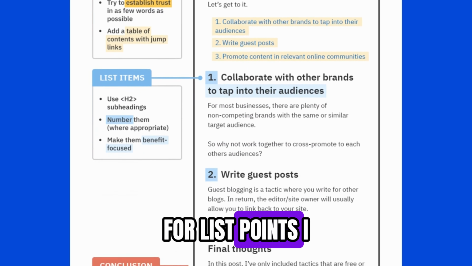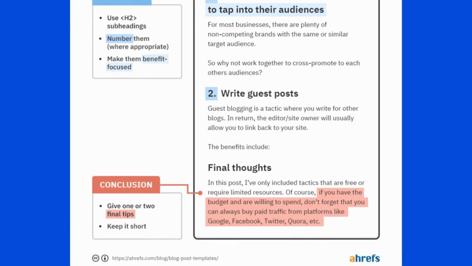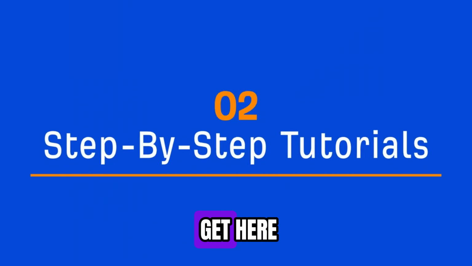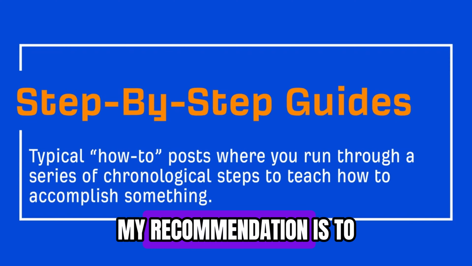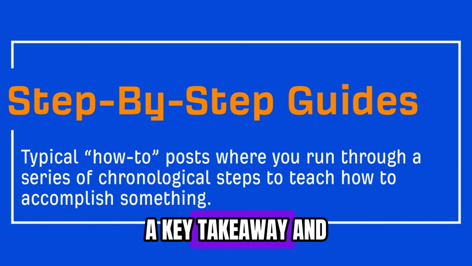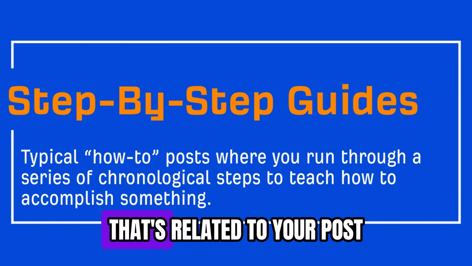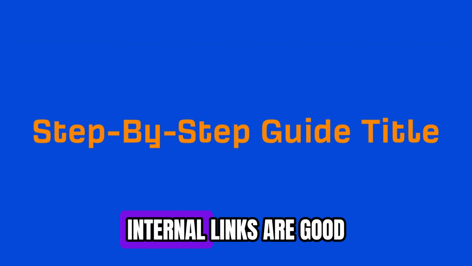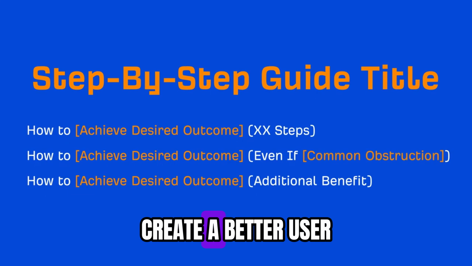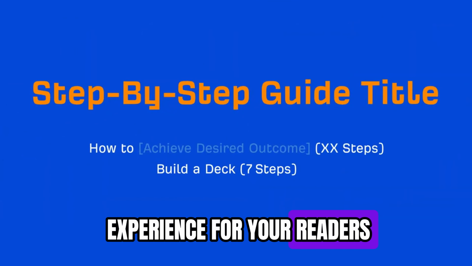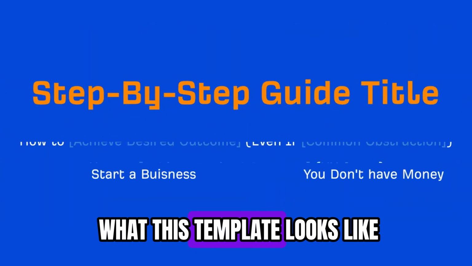For list points, I wouldn't overthink the conclusion. The majority of people aren't even going to get here, but it's still important to create closure for people who do. My recommendation is to briefly summarize a key takeaway and then recommend additional content that's related to your post. Internal links are good to use because they pass link authority and overall create a better user experience for your readers. Here's a sample of what this template looks like.